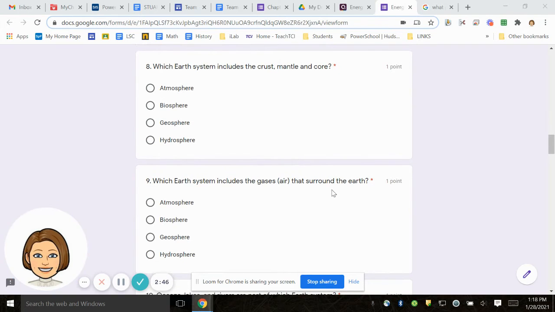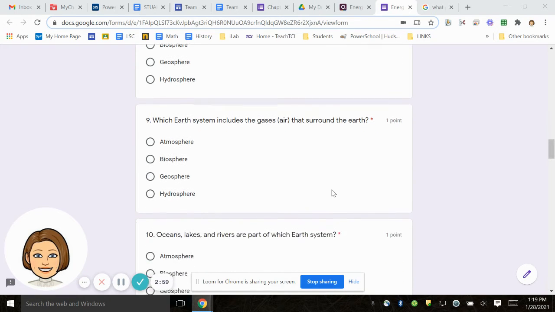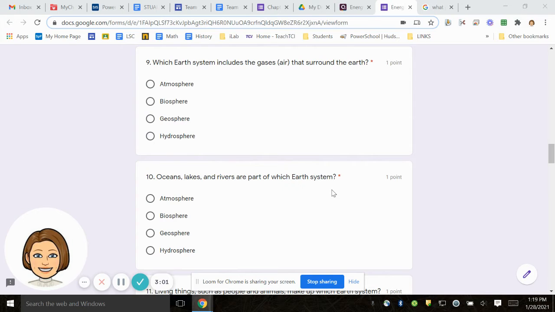Number 8. Which Earth system includes the crust, mantle, and core? Atmosphere, biosphere, geosphere, hydrosphere. Number 9. Which Earth system includes the gases or air that surround the Earth? Atmosphere, biosphere, geosphere, hydrosphere.